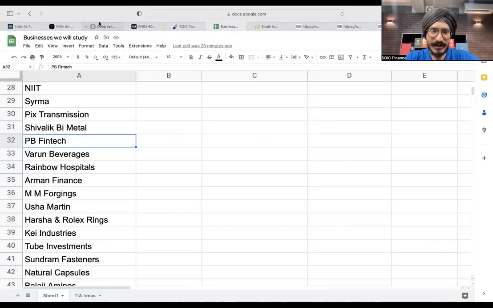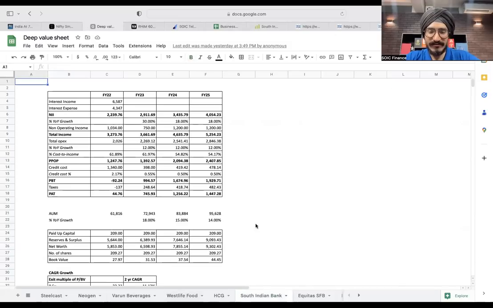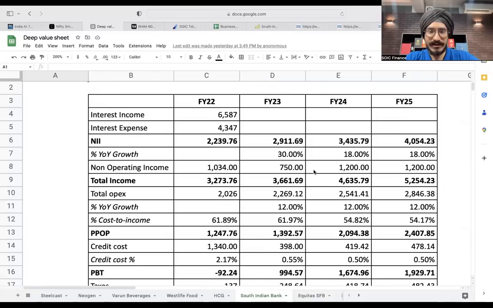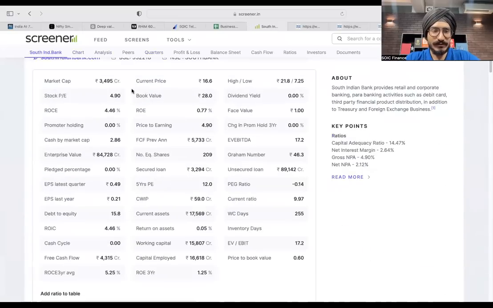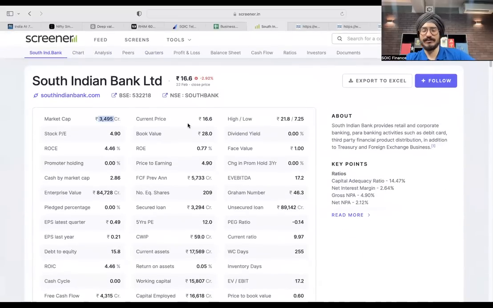So why do we maintain this deep value sheet? Because it gives us an idea to toggle over forward multiples, what multiples are running at this time. For example, in FY24, if you look at its PAT which we are estimating, it could come to 1256 crores. What is the current market cap of South Indian Bank? 3,495 crores. So you just divide 1256 by 3,495. So what is the 1 year forward PE multiple of South Indian Bank? It's somewhere close to 2 point something, 2.7, 2.6.